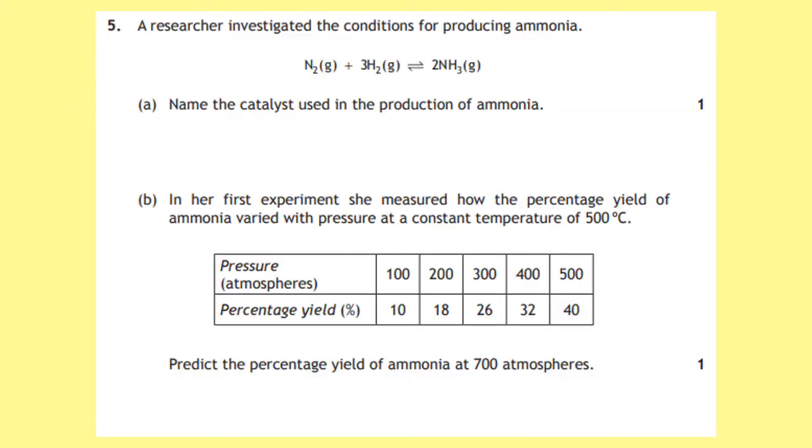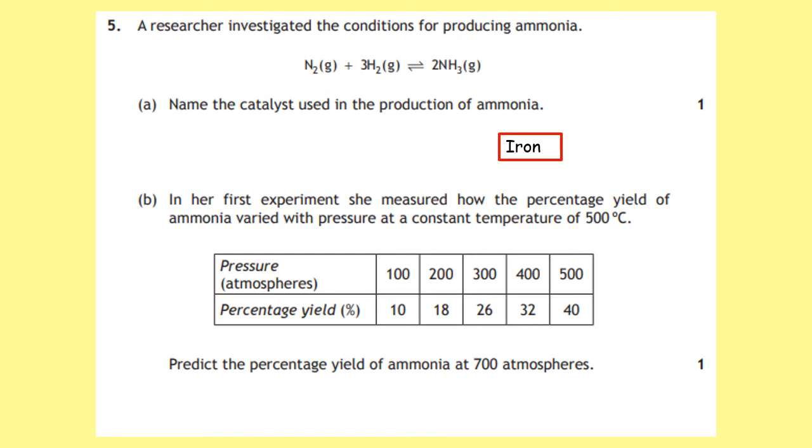So we've got another question here. We'll do each one in turn. So the first one, you've got the conditions for producing ammonia. Name the catalyst used in this process. Well, the catalyst used in the production of ammonia is iron.